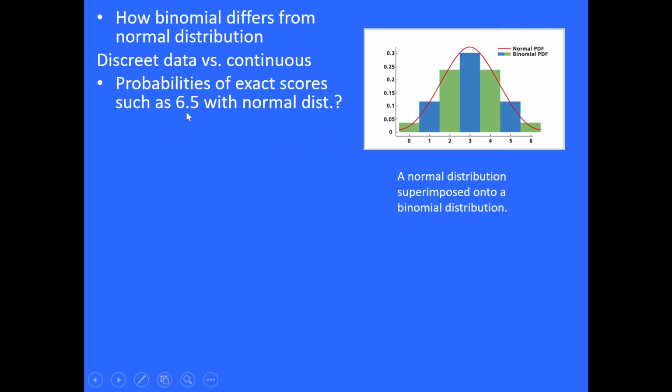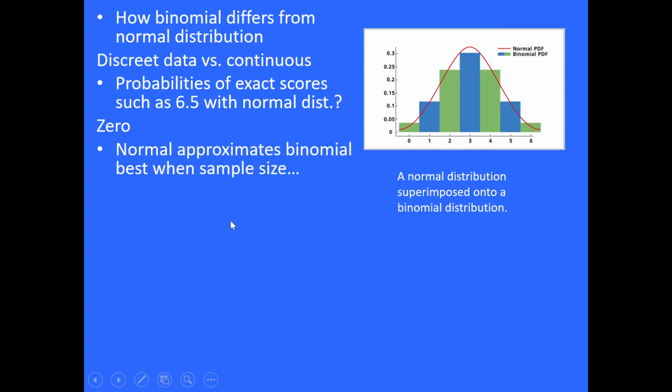Well, remember this is 6.5000000, all the zeros you can imagine. The probability of getting an exact score on a normal distribution is 0 because the area is almost infinitely small if you think about it.